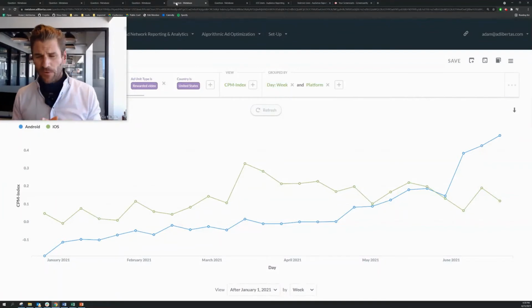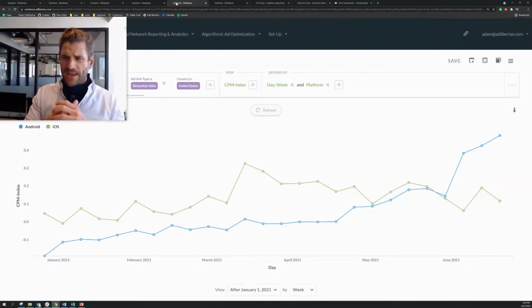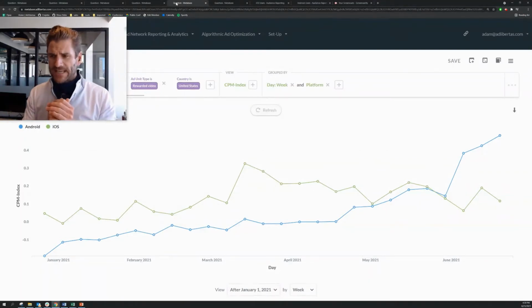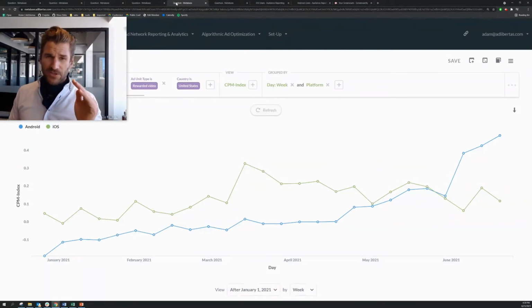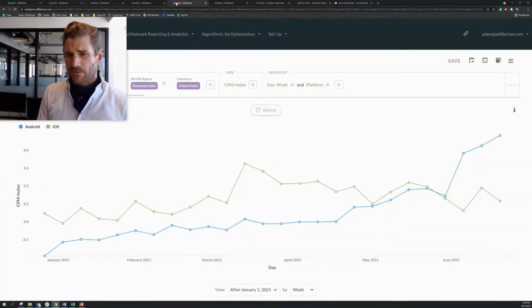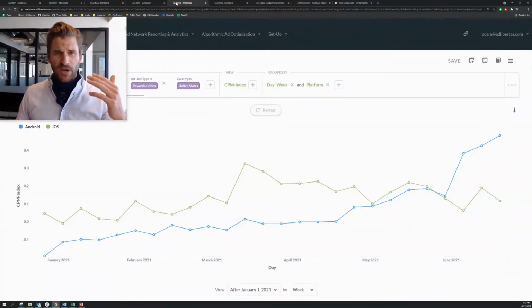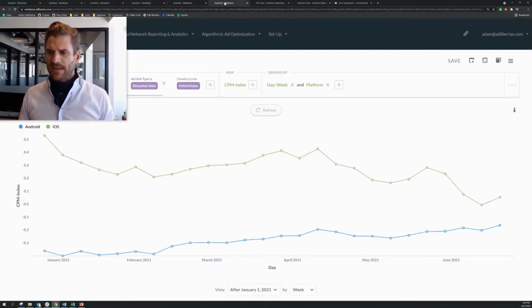Different story on reward video. So reward video in the US, iOS is kind of dramatic and flat, but over the last couple of weeks, I've seen a big spike on Android, driven largely by Facebook. Interesting. So Facebook is getting behind the reward video buys and really driving up rates. We see the same thing to a lesser extent outside the US.